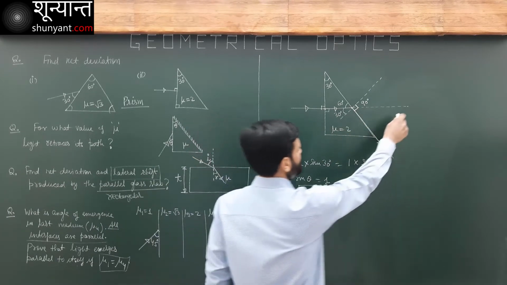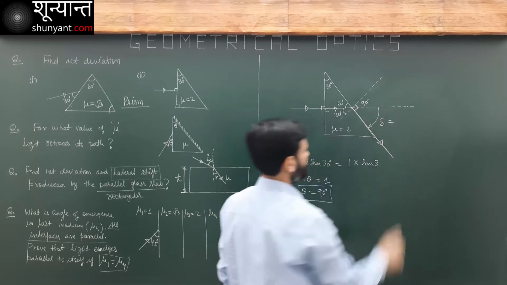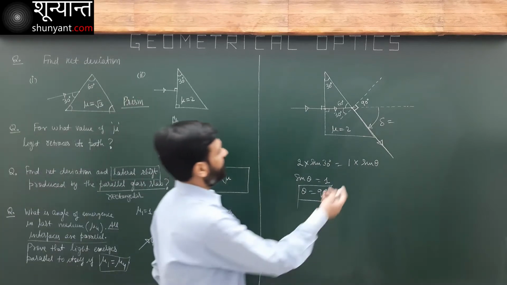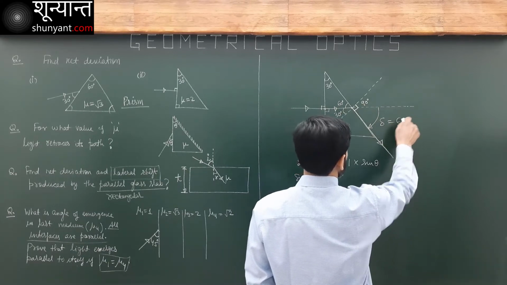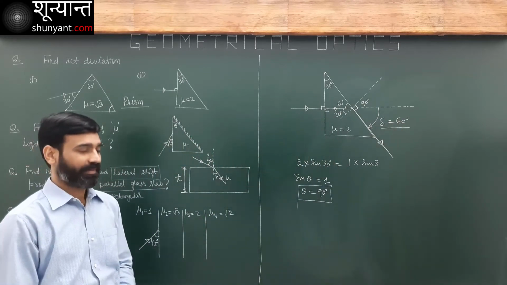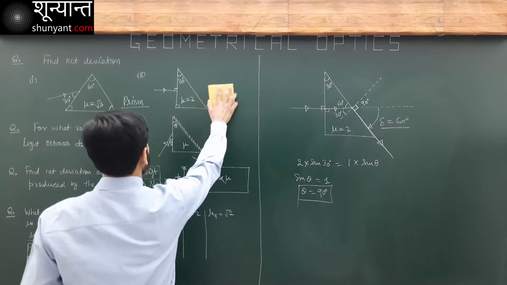Okay. This was the original direction. So this is my deviation. This is net deviation. It should be easy. This is 60. This also is 60. It is 60 degrees. Okay. Got it? Let's move on to the next one.